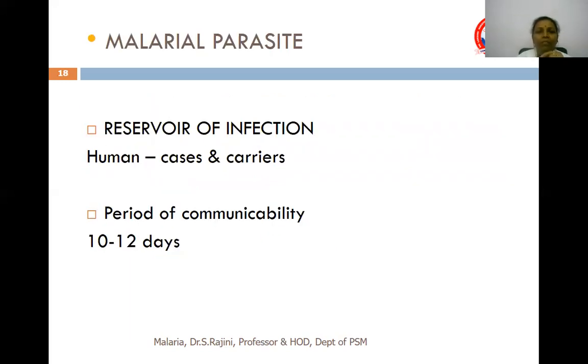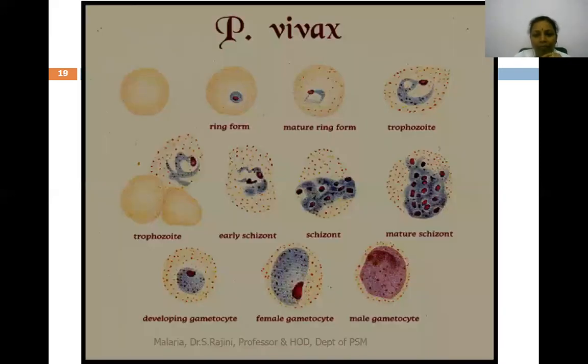So now what about the malarial parasite? The reservoir of infection. Who are the persons acting as a source of the infection? Humans, who act as cases and carriers. So he is a case. The period of communicability is 10 to 12 days. So this is how it appears in the blood.